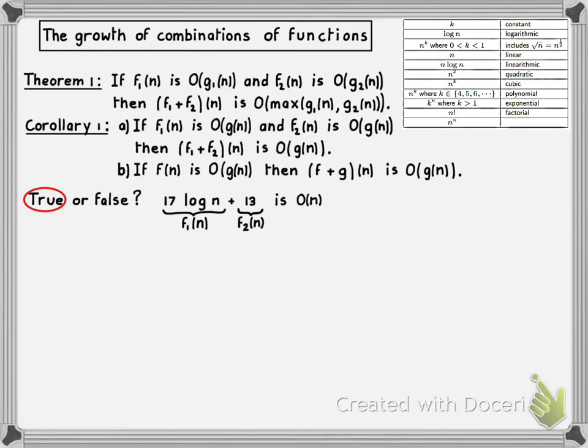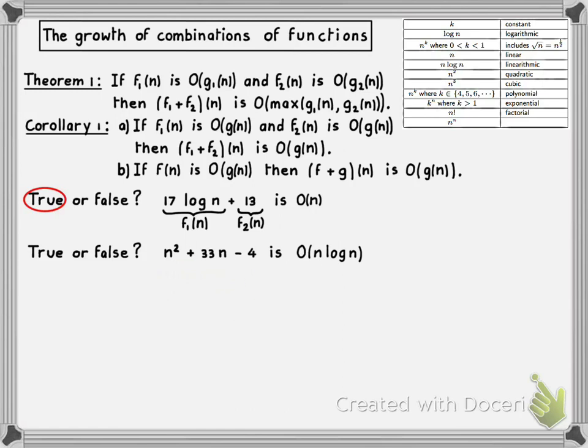Now the second true-false question we will consider is the following. Is the function f of n equals n squared plus 33n minus 4 big O of n log n? You should immediately recognize this function as a polynomial function of degree 2. From a previous theorem, we know that this function is upper bounded by n squared.